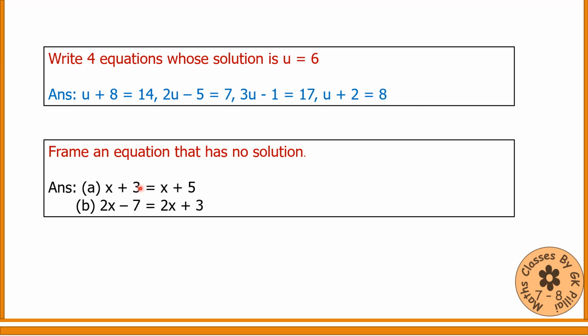And the other one, frame an equation that has no solution. No solution means x should not be there. x plus 3 equal to x plus 5. So when the x goes to the other side, it will be x minus x, 0. Or the x will get cancelled from both the sides. So you cannot have a solution for this.